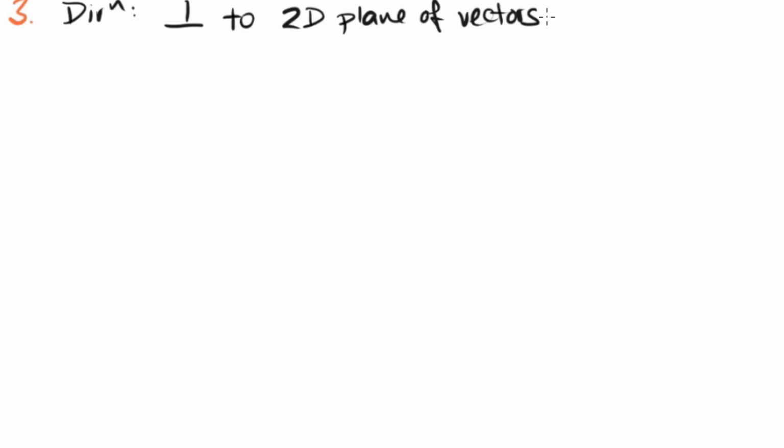And the final question, part 3, asks us for the direction of the cross product of two vectors a and b, where a and b are both in the xy plane. So we know that the direction of the cross product is perpendicular to the plane that the vectors are in. So that means in this case, the direction of our cross product is perpendicular to the xy plane. So therefore it must be in the z direction.